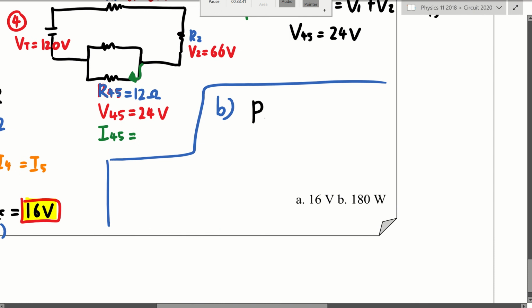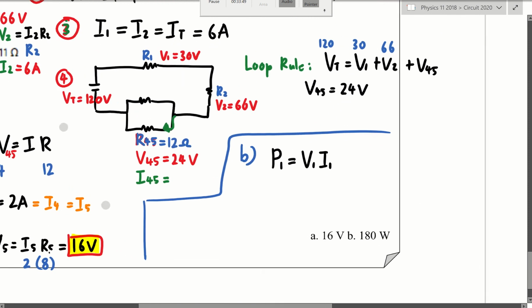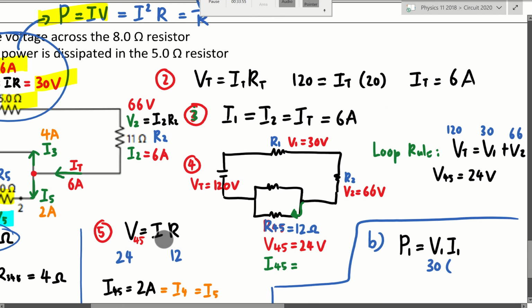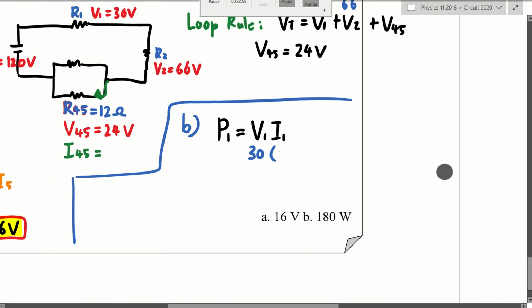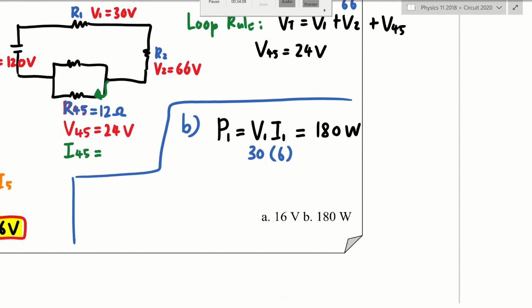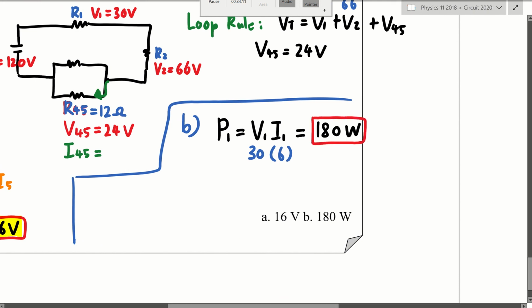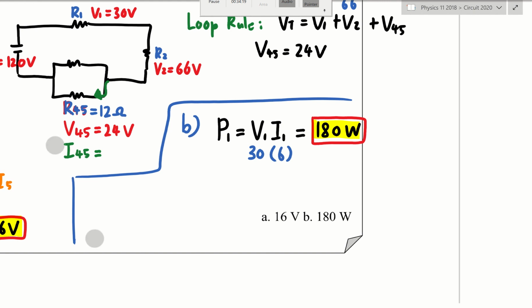Power on the 5 ohm resistor. So power 1 is V1 times I1. Voltage is 30 volt. Current is, I think, 6 amp. Yep, 6 amp. So power is 180 watts. So the amount of energy consumed in that resistor every second is 180 joules per second. Okay, so that's it for the 2 example.